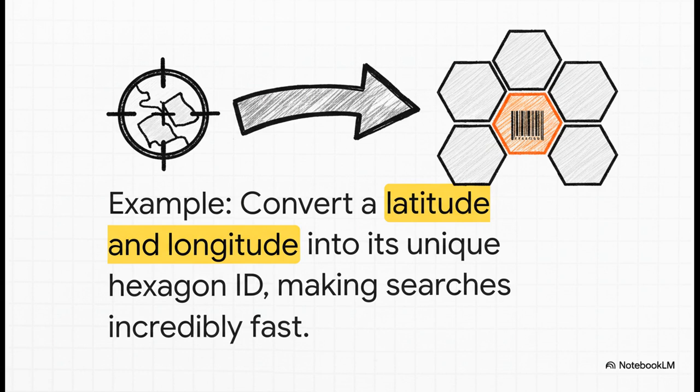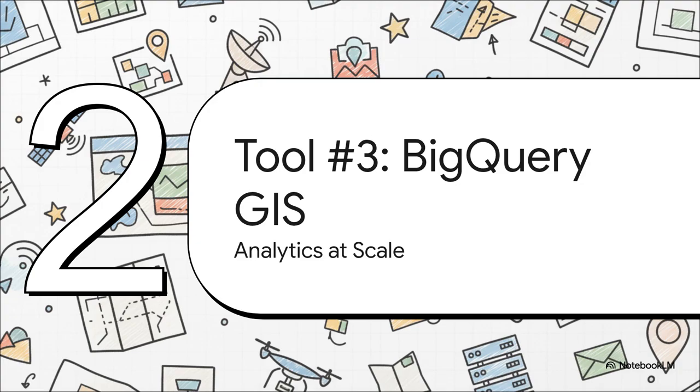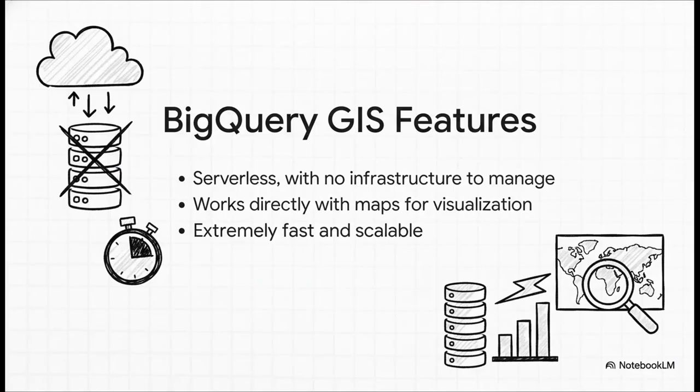of data incredibly fast. All right, our third and final tool in this trio is BigQuery GIS. This is basically Google's answer to running enormous analytical jobs on geospatial data, all without ever having to think about managing a server. The big wins here are speed and simplicity, but for analytics. So while PostGIS is amazing for live, quick lookups, BigQuery is built to chew through massive historical datasets. It's serverless, which means you just load your data and start asking huge questions.